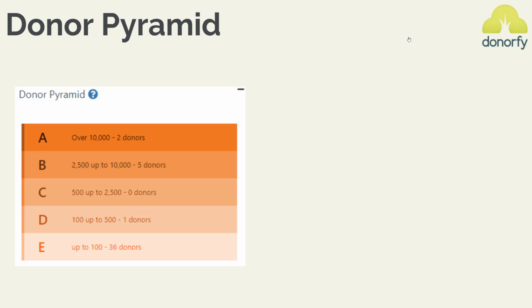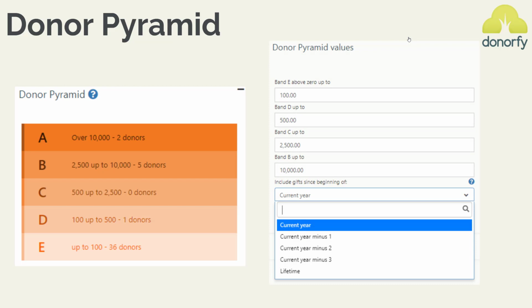Next, the donor pyramid has had a bit of a facelift as well. You've been able to set the value bands for a little while now so that you can make them fit your categorization of donor bands A to E, but you can now also set a time frame according to those years that we looked at just now. So just the current year according to your reporting year, or current year minus 1, 2, 3, and then lifetime as well. So that's a new bit of configuration there to make your donor pyramid perhaps a bit more flexible for you.